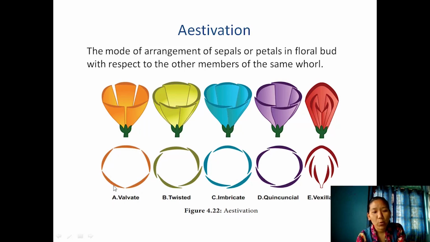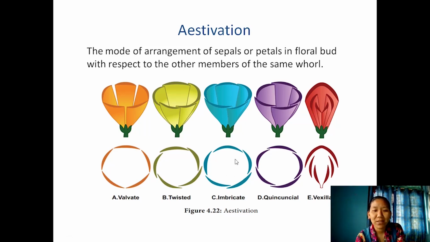That is valvate. Now, if the sepals overlap each other in a particular direction, like this, this part is outside, this part is inside the other appendages, and so on. So you can see out, in, out, in, out, in in a particular direction, and such an aestivation is called twisted. Now, imbricate and quincuncial, again it is overlapping over one another, but there is no particular direction.